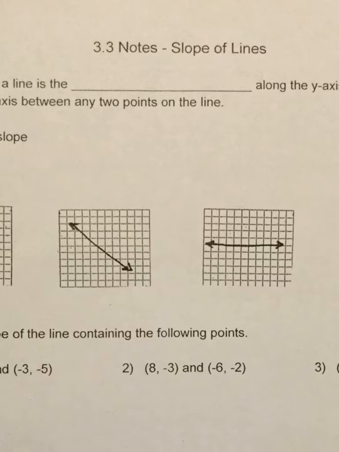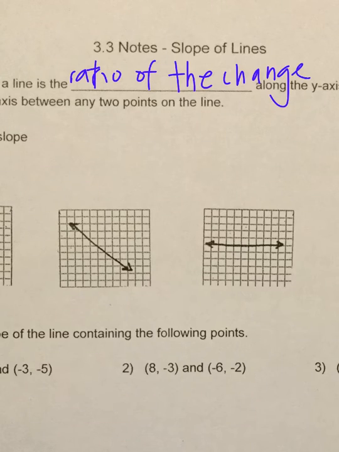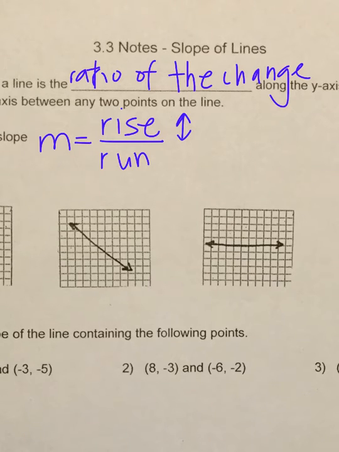So, the slope of a line is the ratio of the change along the y-axis to the change along the x-axis between any 2 points on a line. Hopefully we remember we always use m for slope, and slope is rise, that would be the change of our y, over run, the change of x. Rise is up or down, run is side to side.